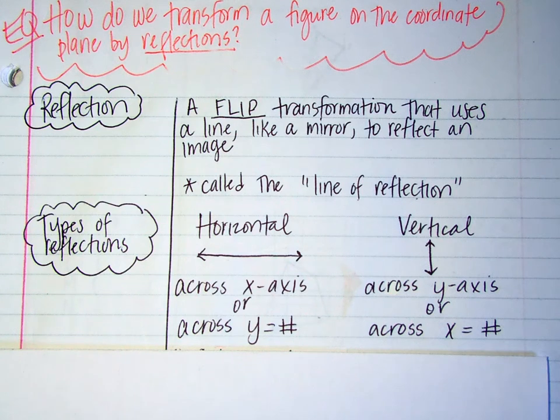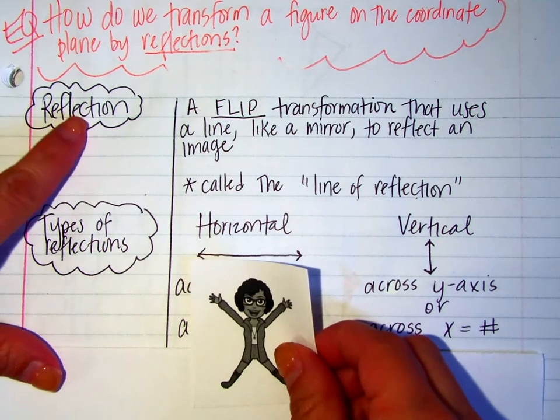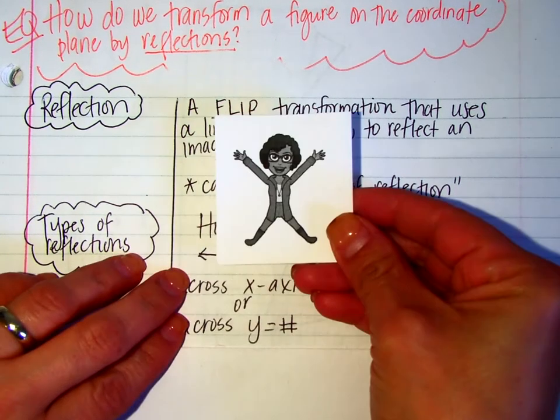Today we're going to be transforming a figure on the coordinate plane by reflections. In our previous video, we were translating a figure on the coordinate plane, and translation is just a slide transformation. Today we're going to be doing a reflection, which is a flip transformation.